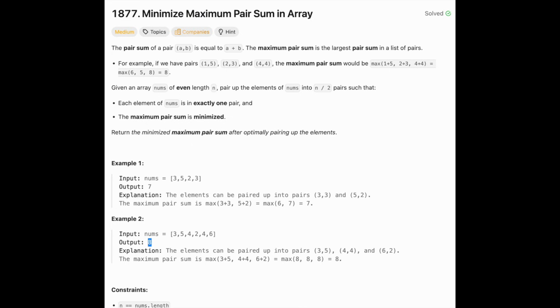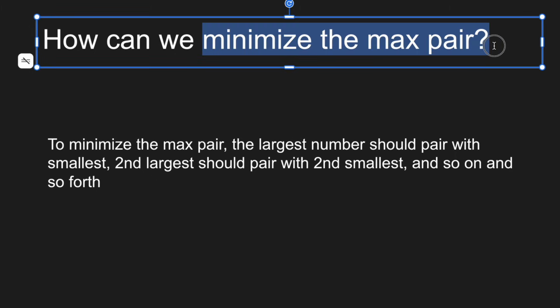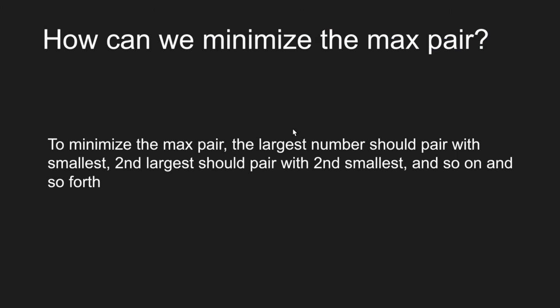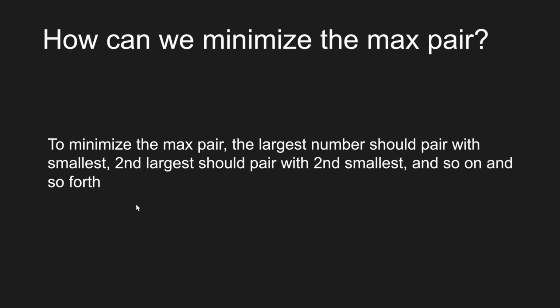So now that we have seen some examples, let's get to how we can solve this problem. To solve this problem, we will have to minimize the max pair in the array, and to do that, we should always match the largest number with the smallest one, the second largest with the second smallest, and so on and so forth. So the third largest with the third smallest, fourth largest with the fourth smallest, and continue that until we have no more numbers to match.